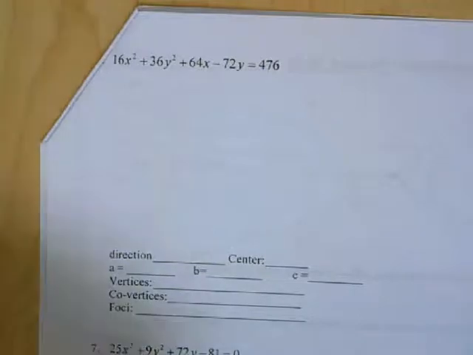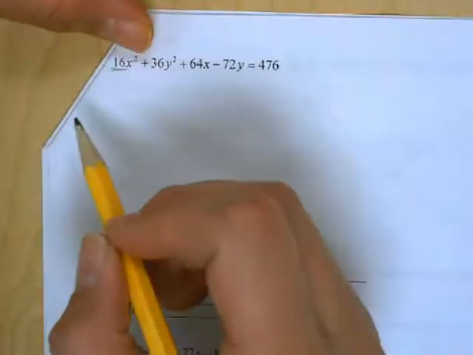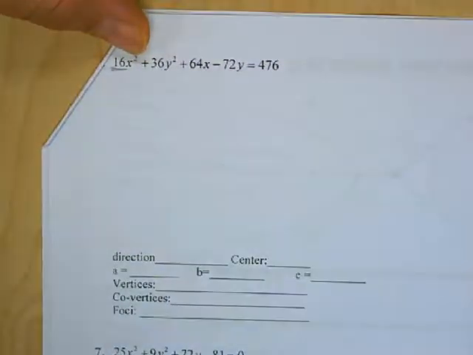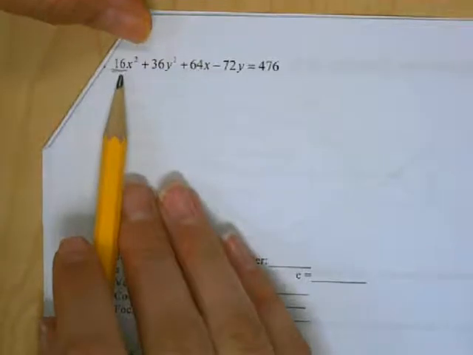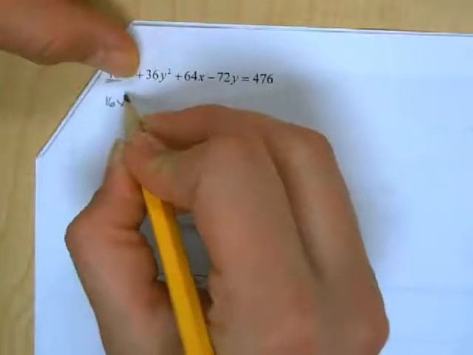This one's got a little extra kick to it because I've got a number in front of x squared. And if you remember back to doing complete the square, we can't complete the square unless there is a 1 in front of my squared variable. So start by putting these things together. So I've got 16x squared plus 64x.